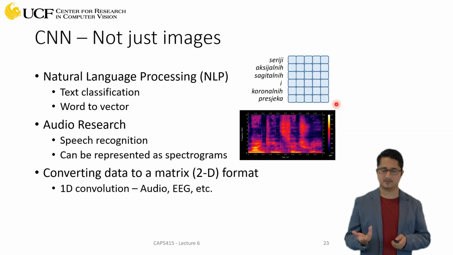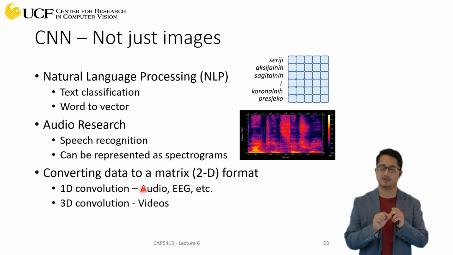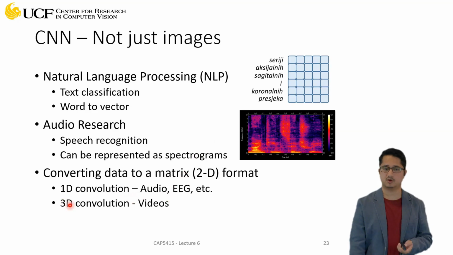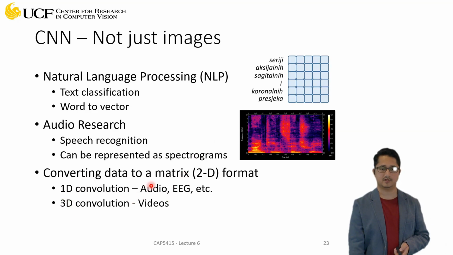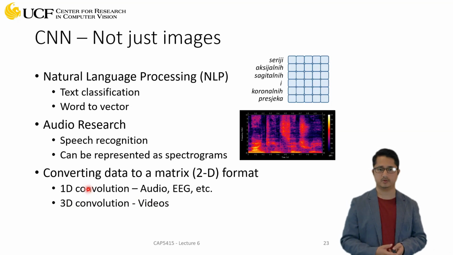Okay, so if it's audio, you can use 1D. And with audio, you can even just take the raw signal. You don't even have to convert that to spectrograms. So it will change the operation you are using. If it's a one-dimensional signal, you will use 1D convolution. If it's higher-dimensional, let's say videos, you will use 3D convolution. For images, it's two-dimensional, so you use 2D convolution.